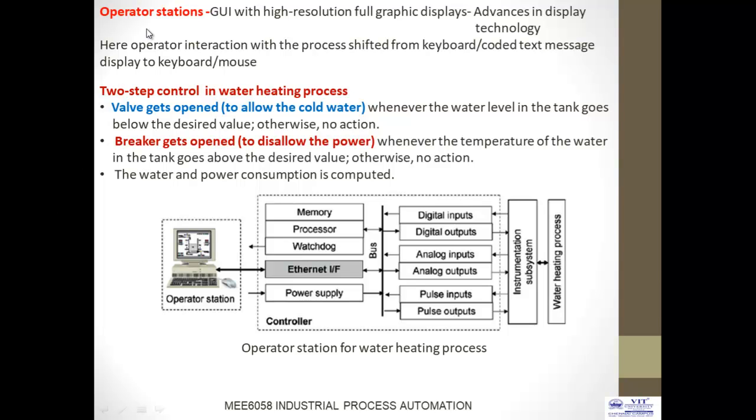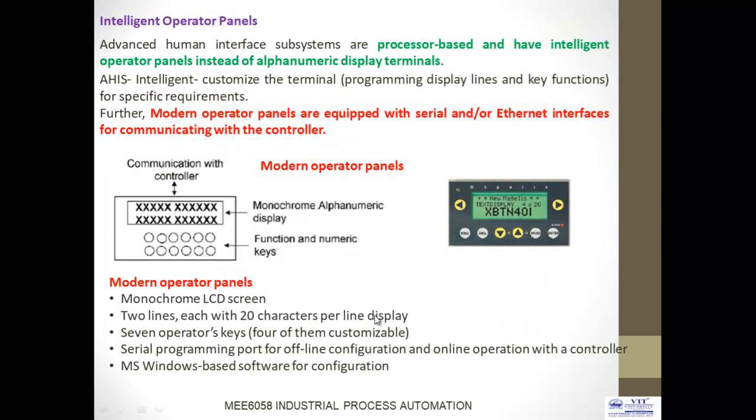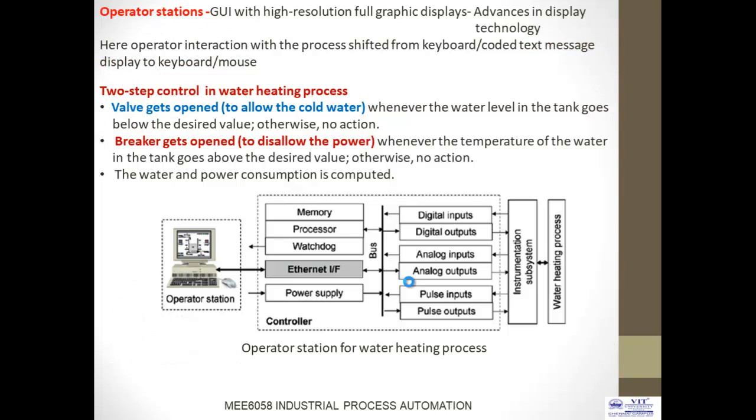If you come to operator stations, nowadays most stations have a graphical user interface system with high resolution full graphic displays. In recent scenarios, operators cannot work with alphanumerical terminals. As I said, alphanumerical terminals are like programming each and every line, which is very difficult using function numeric keys. Nowadays we have a graphical user interface, with high resolution and full graphical displays, and it's very easy to troubleshoot the problem, as I already said in the previous slide.